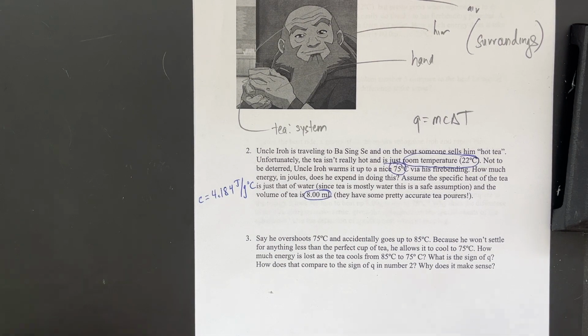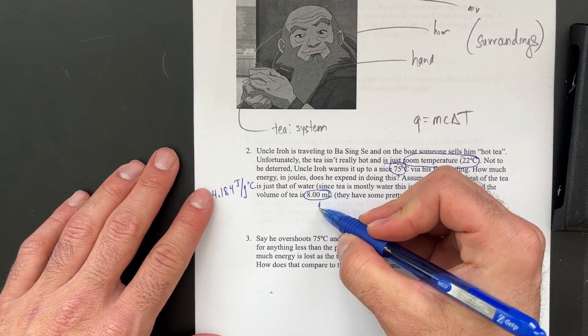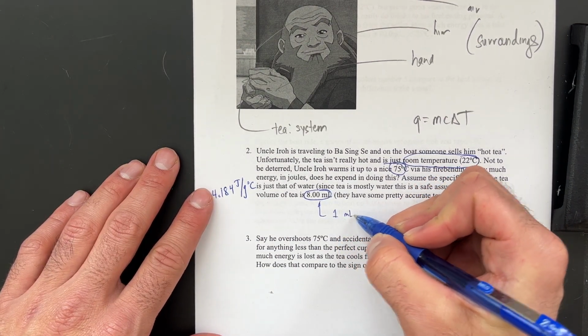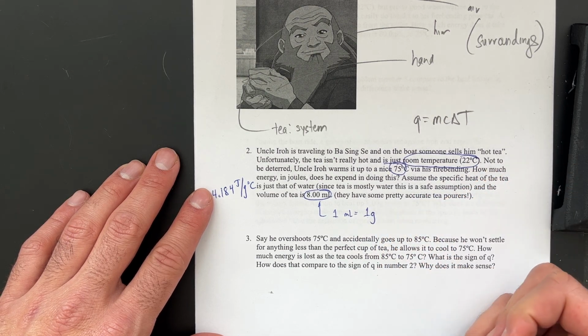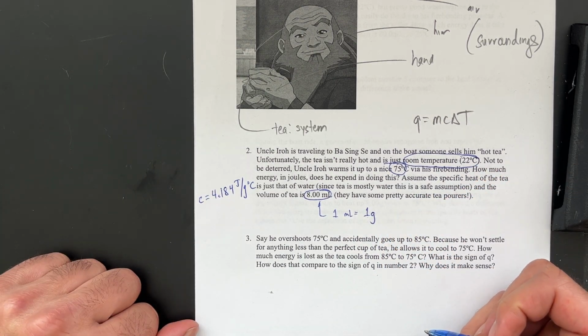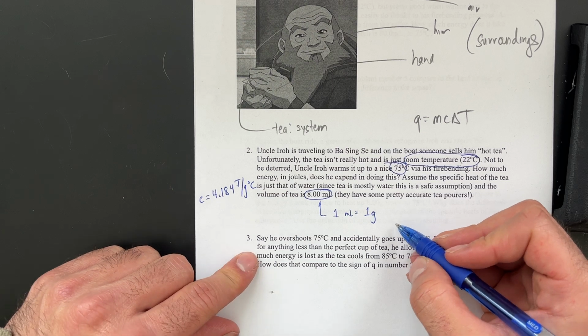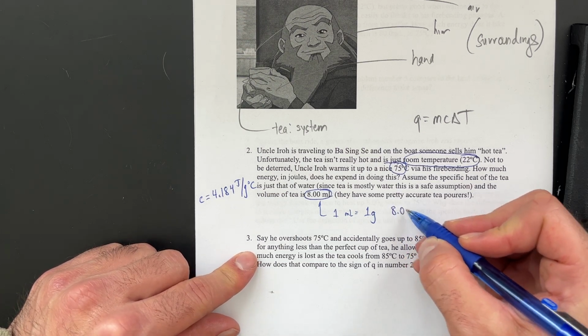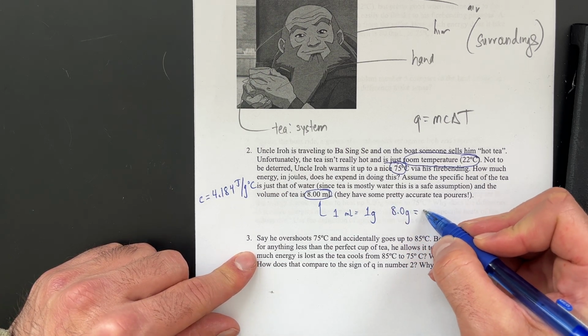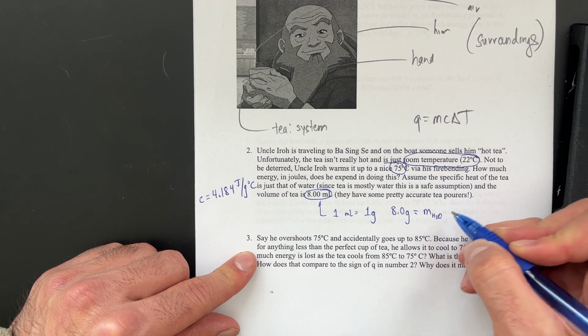And so remember, for water, 1 milliliter is equal to 1 gram, since the density of water is 1 gram is equal to 1 milliliter. And so here we have 8 grams of water as our mass of water.